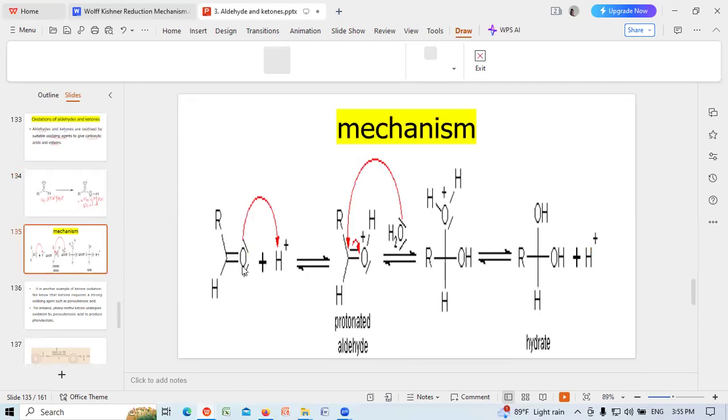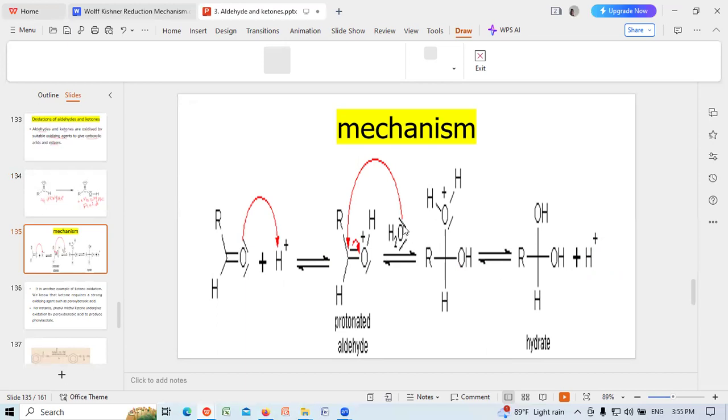Mechanism. The oxygen has a lone pair of electrons. This is a target to attack. Acid, H plus, produces the protonated aldehyde.